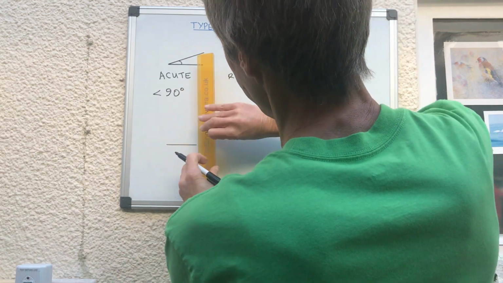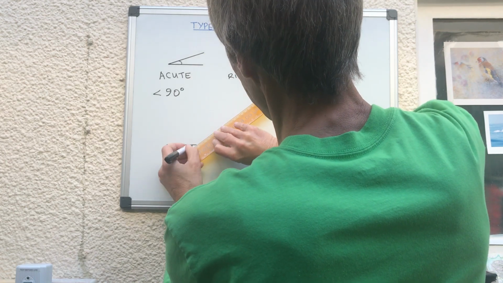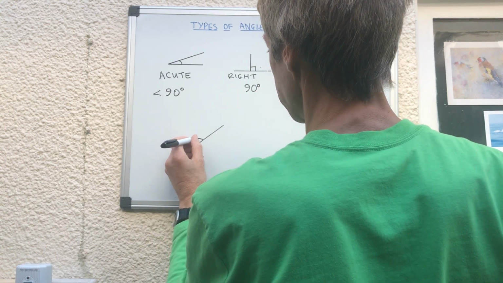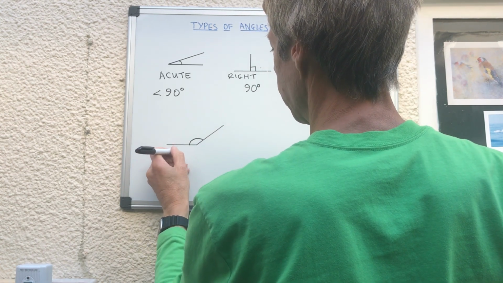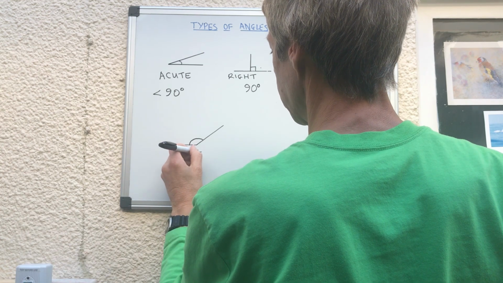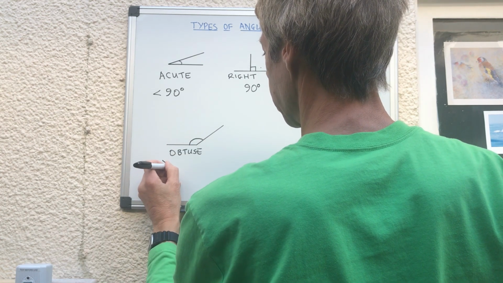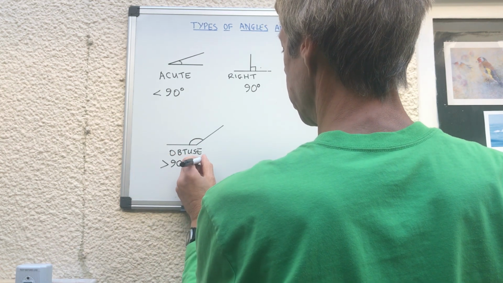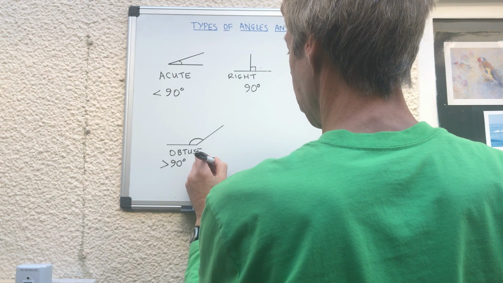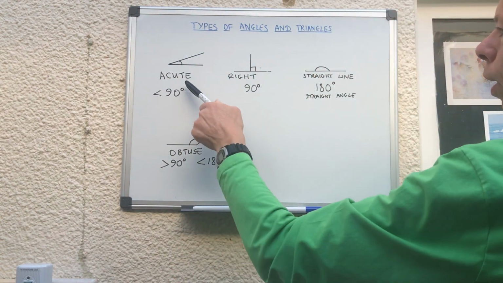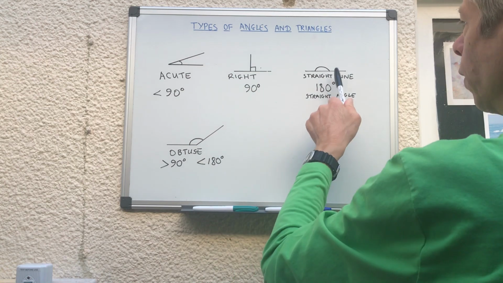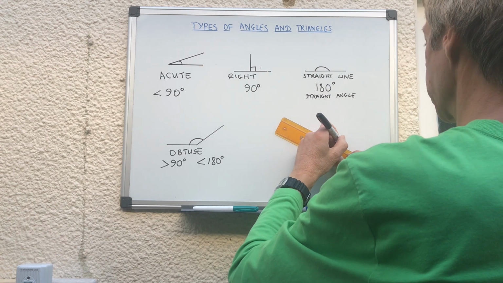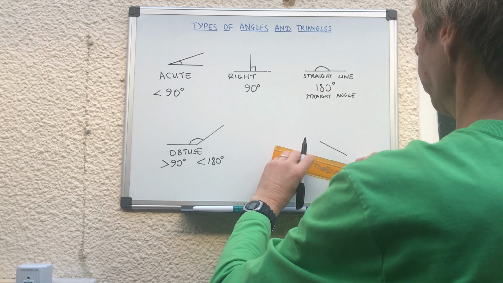So, right, here's 90 degrees. We're coming round, so we're going more than 90 degrees. So that's our obtuse angle. It's greater than 90 degrees, but it's less than 180 degrees. So we have the acute, the right, the obtuse angle, the straight line, and as I was saying, there is an angle that's greater than 180 degrees.